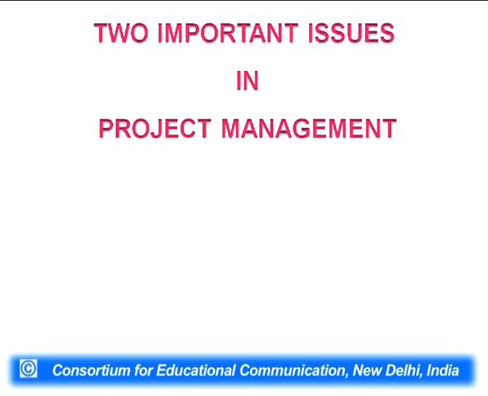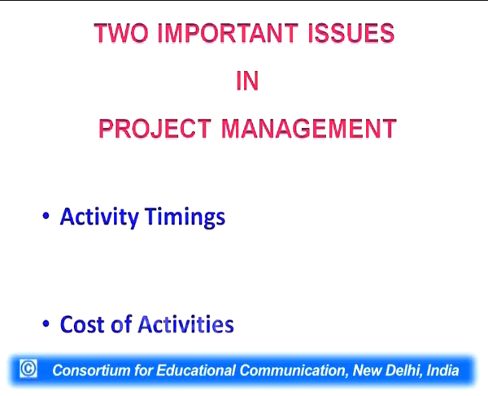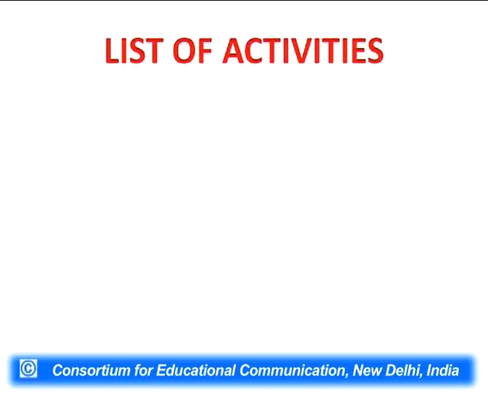Two important issues in project management: one is the activity timings and the other is the cost of activity. Activity timings and the cost of activity are the important parameters in completing a project. And we are discussing a particular project in one of the companies.